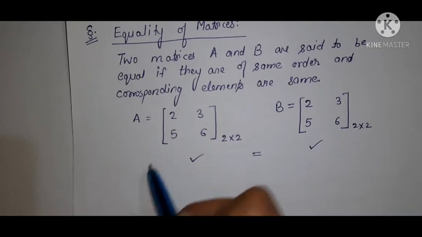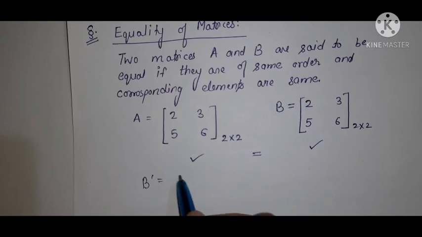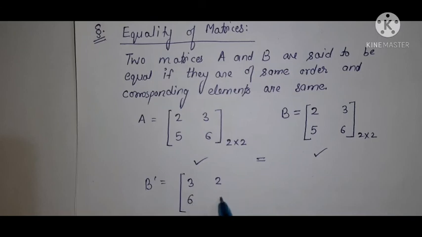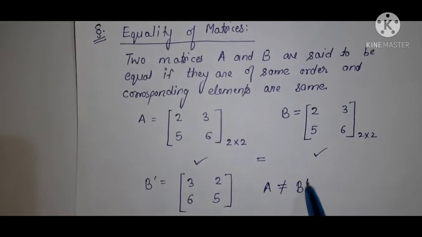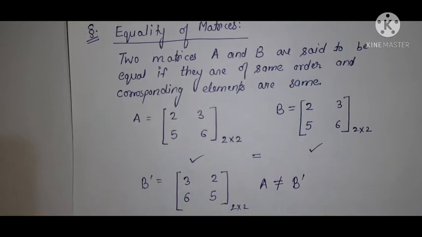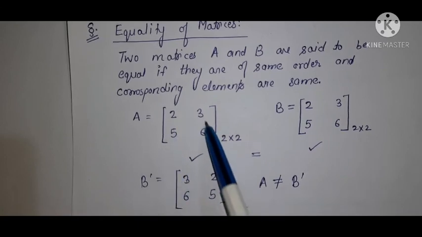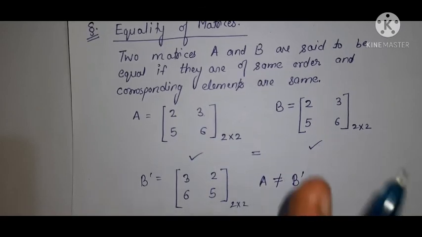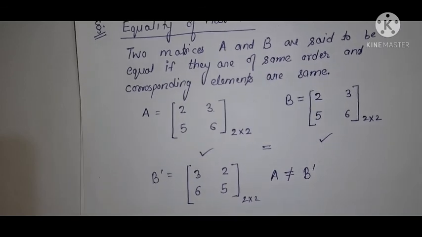But if you have A is this and suppose B dash, you have 3, 2, 6, 5. Then A is not equal to B dash. Why? The first condition is satisfied. It is a 2 by 2 matrix. But see the corresponding elements. Here the first element is 2. Here it is 3. Here it is 3. Here it is 2. So the numbers are ultimately same, but their positions are not same. So they are not equal matrices. Okay.